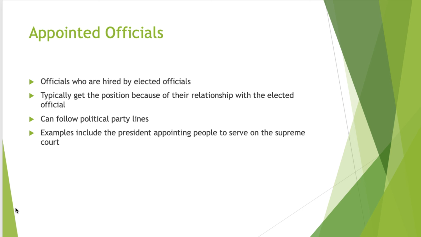So a lot of these could follow political party lines, and you see that with the president, where they like to appoint people who are in their same political party. So currently, Trump would probably appoint a Republican to the Supreme Court if he had to appoint somebody. Because they're more likely to agree with him on what he's talking about and wants to pass, versus a Democrat, if he appointed a Democrat.